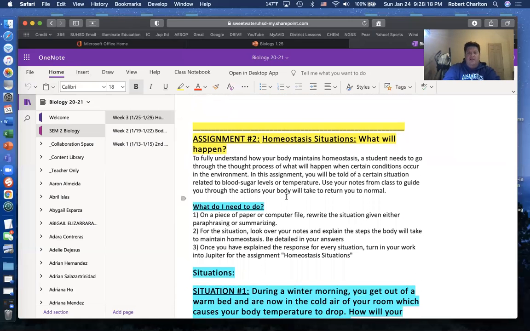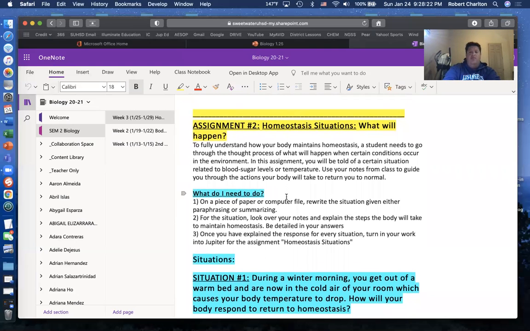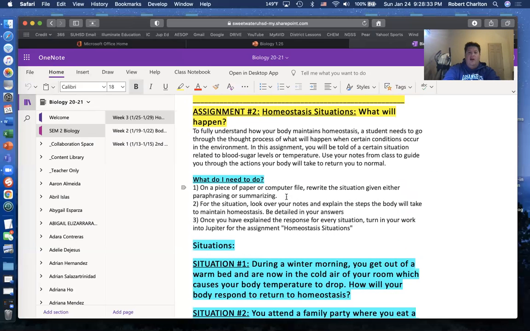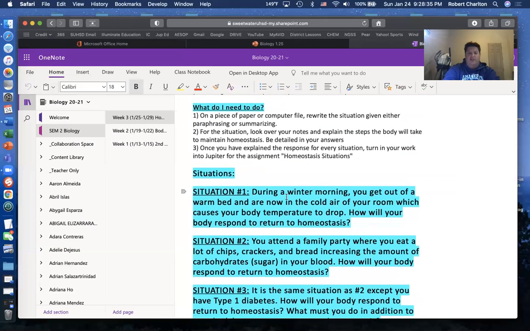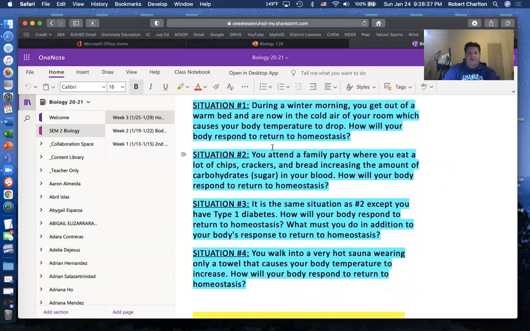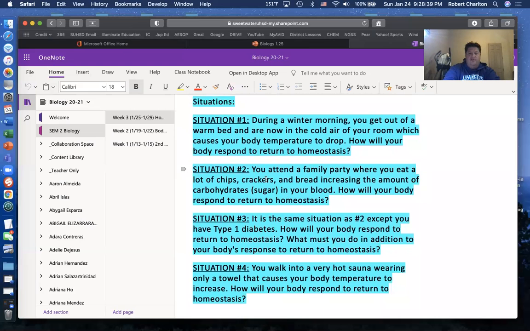The second assignment is you're going to use those notes. And how are you going to use them? The notes are going to talk about how your body responds to different temperatures, how your body responds to high levels of blood sugar, low levels of blood sugar. And so I'm going to give you some situations. You'll see right here, there's 4 situations: situation 1, situation 2, situation 3, situation 4.